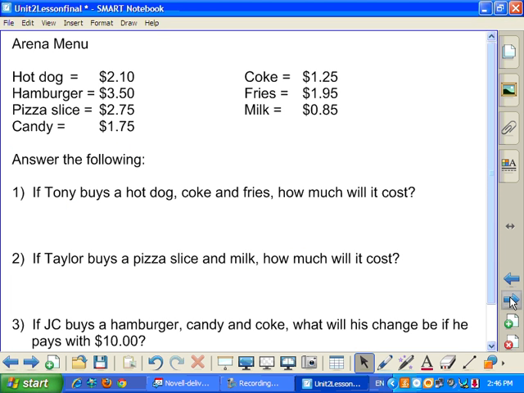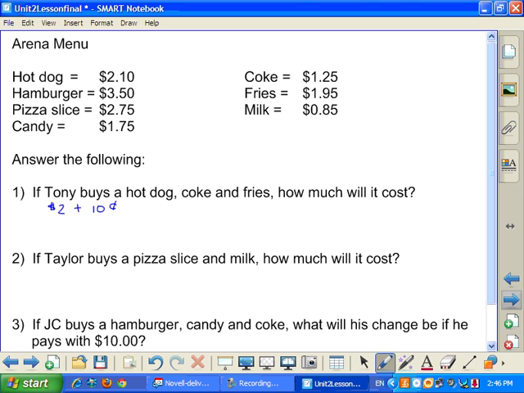All right, so what I've done in this example here, the second slide, we're looking at an arena menu. What I want to do is give you a strategy to add up stuff without pulling out your cell phone to do it, and just do it in your head quickly. Okay. So Tony wants to buy a hot dog, a Coke, and fries. So his hot dog from above will cost $2. And what I'm going to do is break it into dollars and cents. So $2 plus 10 cents. So there's his hot dog.